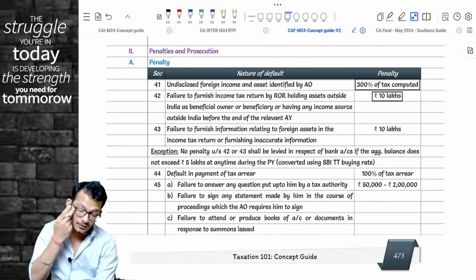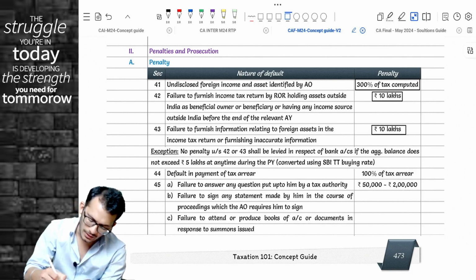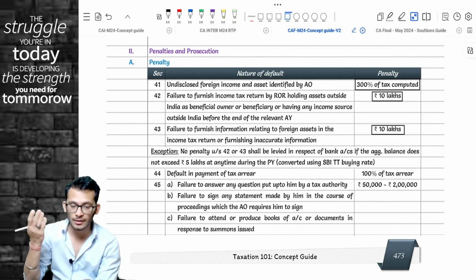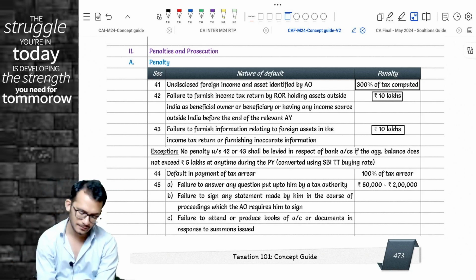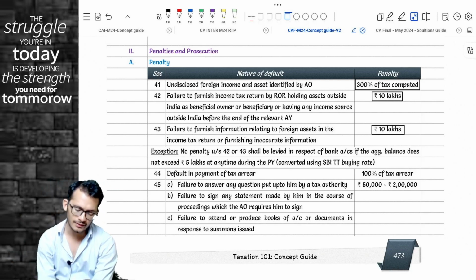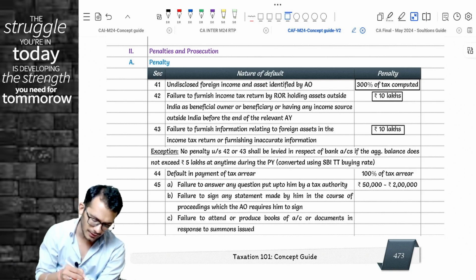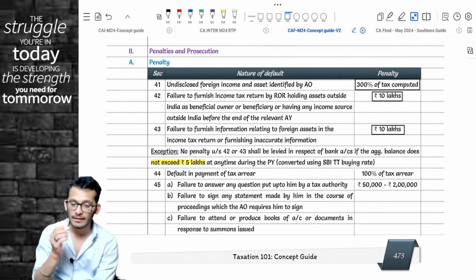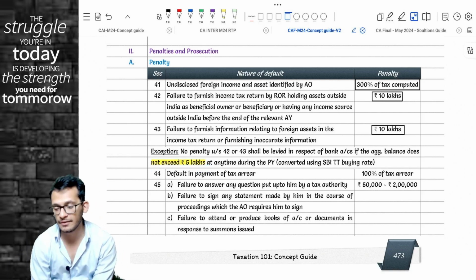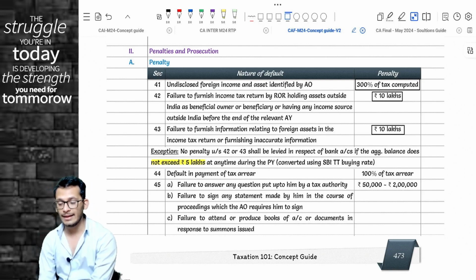Next, failure to furnish information relating to foreign assets in the income tax return. So the first one was foreign assets outside India as beneficial owner. The second one is normally foreign assets. In any case, it will be 10 lakh rupees. No penalty under 42 or 43 shall be levied in respect of a bank account if the aggregate balance does not exceed 5 lakh rupees. So they're coming and saying if it is less than 5 lakh rupees, no penalty. If it is more than 5 lakh rupees, you will be levied a penalty of 10 lakh rupees.